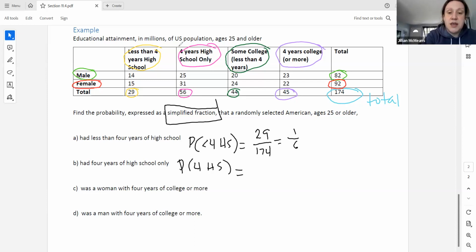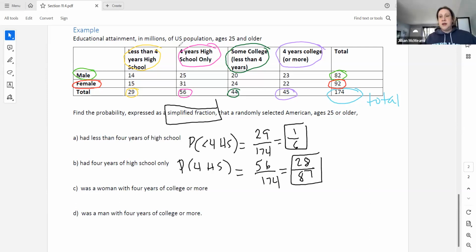So again, the total in this table is 174. But of this 174 million people in the table, how many finished high school and then didn't do any more education? Well, that would be the pink number, 56. So again, in your calculator, you would type in 56 divided by 174, hit enter, hit the math button, which is directly below alpha, and then hit enter twice. And you should get 28/87. So 28/87 of this table finished high school.